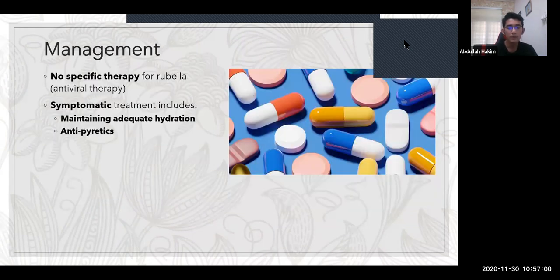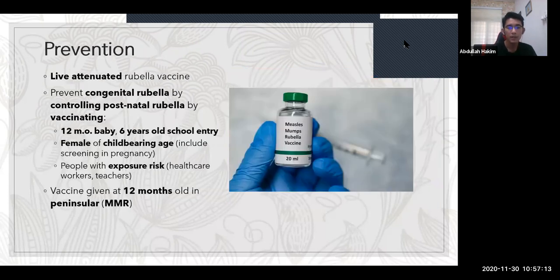Management for patients with rubella. It is self-limited, and usually there is no specific therapy for rubella. But we can give symptomatic treatment like maintaining adequate hydration and also antipyretics. So for prevention of rubella, we need to give a vaccine, the attenuated rubella vaccine. And to prevent congenital rubella, we need to control postnatal rubella by vaccinating 12-month-old babies and 6-year-old school entry children. We can also vaccinate females of childbearing age.